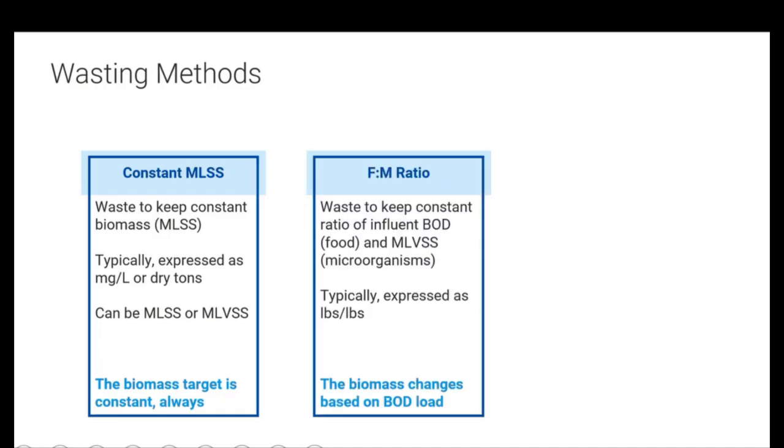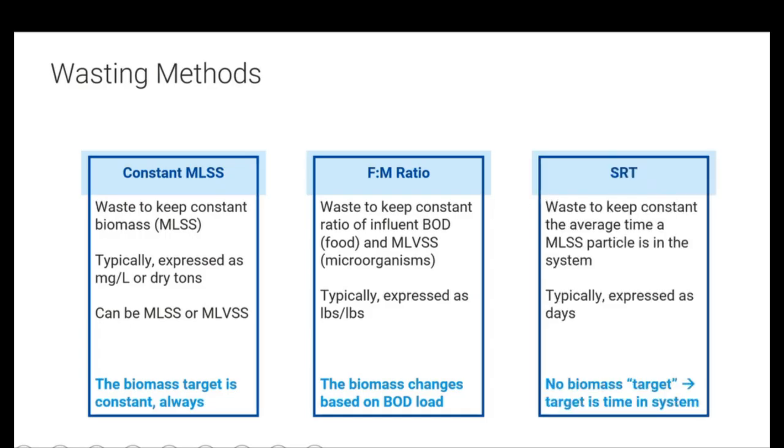The next one is F to M ratio. We waste to keep a constant ratio of influent BOD to MLVSS. That would mean we're constantly looking at our BOD coming in and comparing it to our MLVSS in the system, and we're trying to keep the same F to M ratio.